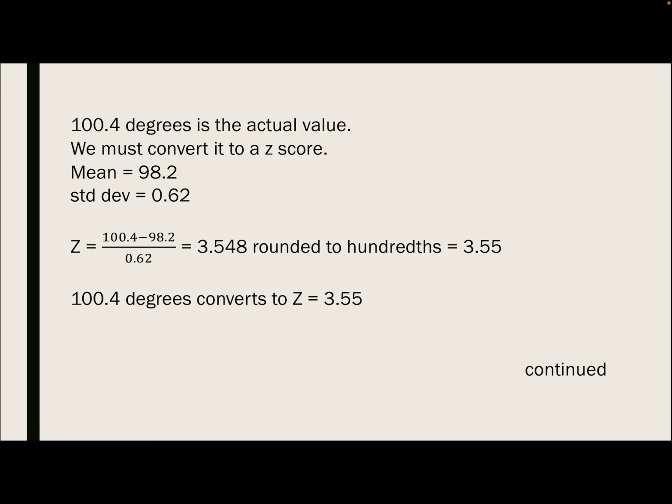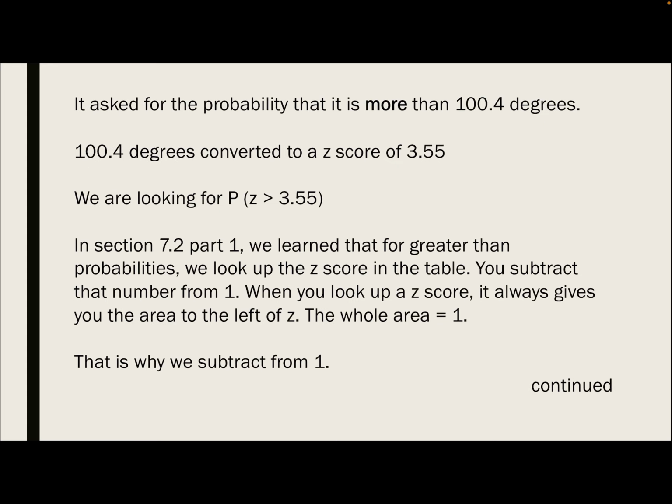100.4 is the actual value. Change to Z. There's the mean and standard deviation. So take the actual value, 100.4, subtract 98.2, divide by the standard deviation, and round it to hundredths. So Z equals 3.55. It asks for the probability that it is more than 100.4. 100.4 degrees converted to a z-score of 3.55. So we're looking, since it said more, the probability z is greater than 3.55.